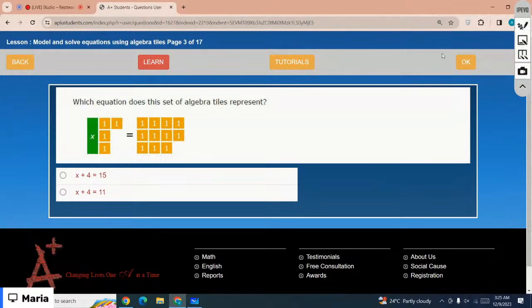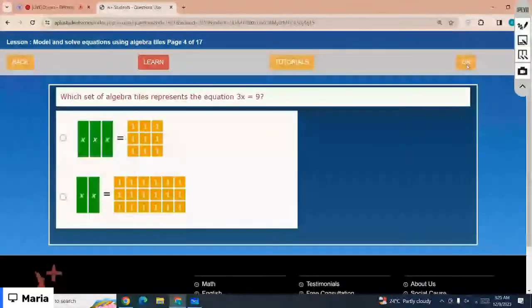Yes, that is equation number 2. Algebra tile represents the equation 3x equals 9. You have to see which equation represents 3x, which tiles represent 3x equals 9, right? So which is the correct option, 1 or 2?